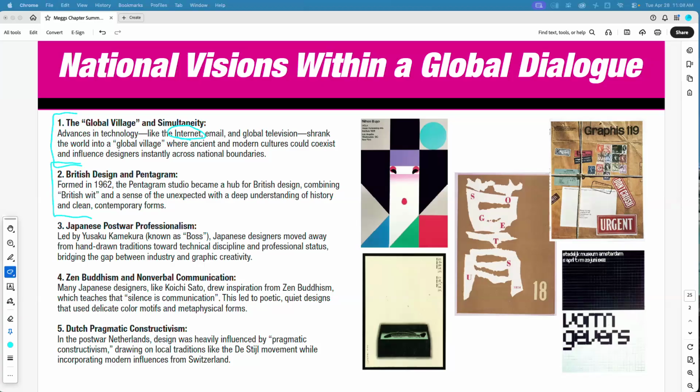Japanese post-war professionalism, led by Yusaku Kamekura, known as Boss. I'm going to start doing that. I want to be known as Boss. Who gets to do that? You just name yourself Boss.